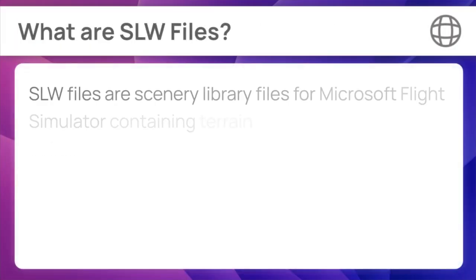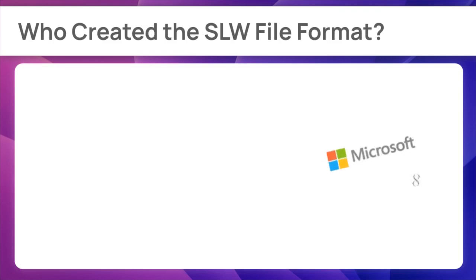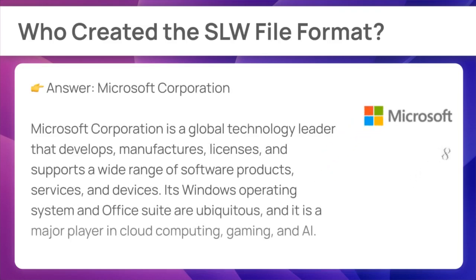SLW files are scenery library files for Microsoft Flight Simulator, containing terrain textures, elevation data, building placements, and environmental objects that define the visual landscape. They store geographic region scenery used to render realistic flight environments during simulation sessions.